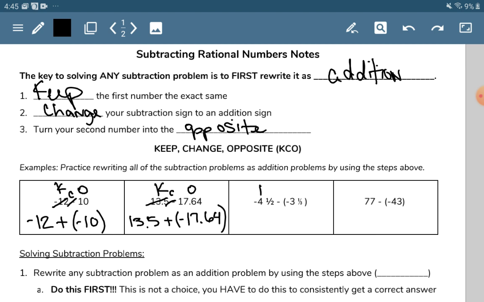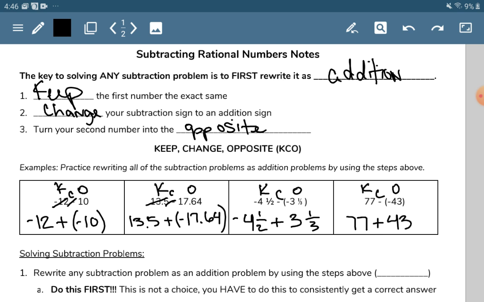Moving on to the last two examples, the signs are a little more obvious. We are still going to keep our first number, so I'm keeping negative 4.5. We are going to change our subtraction sign to an addition sign. And with those parentheses around it, it's a little easier to tell that that is a negative 3 1/3, so we're going to make that the opposite, which is a positive 3 1/3. For the final problem, we have 77 minus negative 43. Again, same 3 steps every time. We are going to keep, change, and opposite.